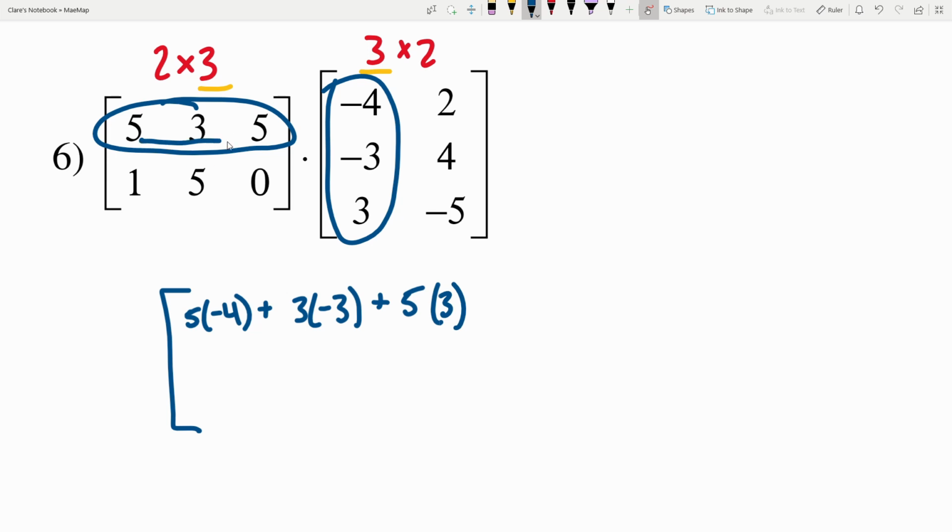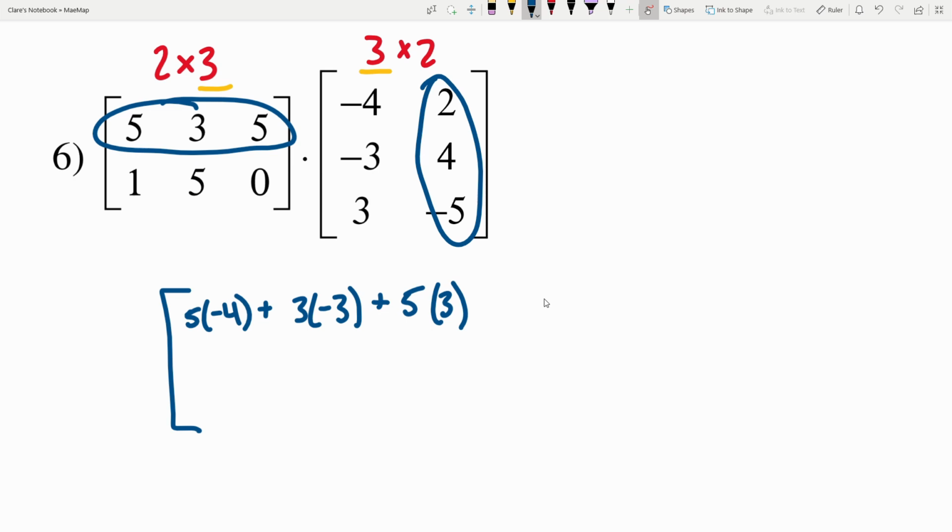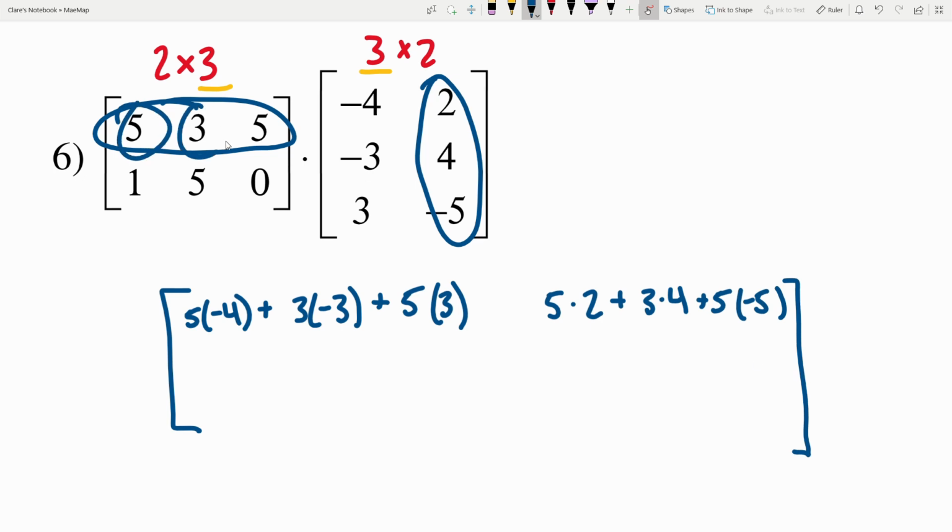So you see I worked left to right and top to bottom. 5 and negative 4, 3 and negative 3, and then 5 and positive 3. Now I'll do row 1, column 2's entry. So 5 times 2 plus 3 times 4 plus 5 times negative 5. 5, 3, 5, each multiplied respectively by 2, 4, negative 5, and then summed together.